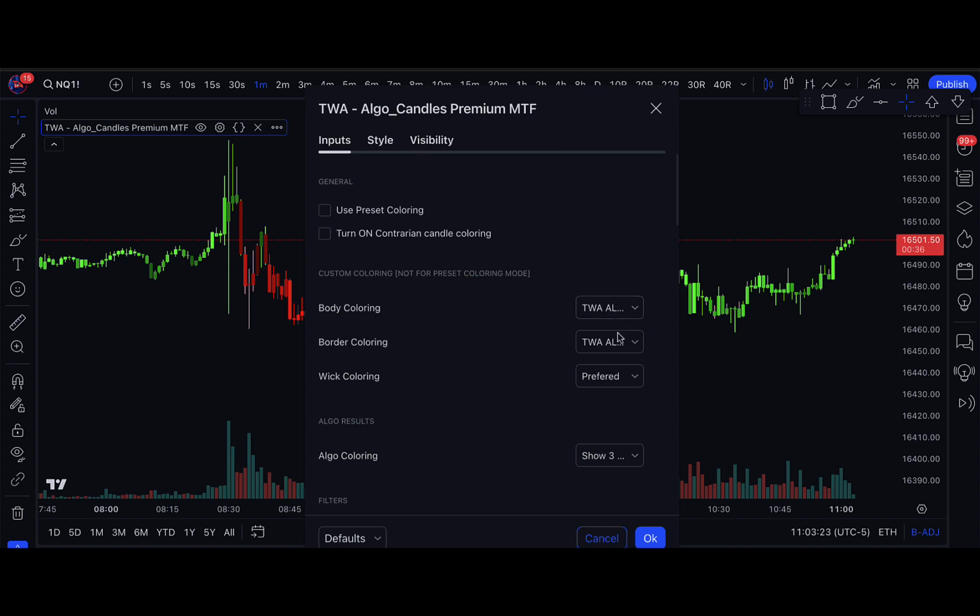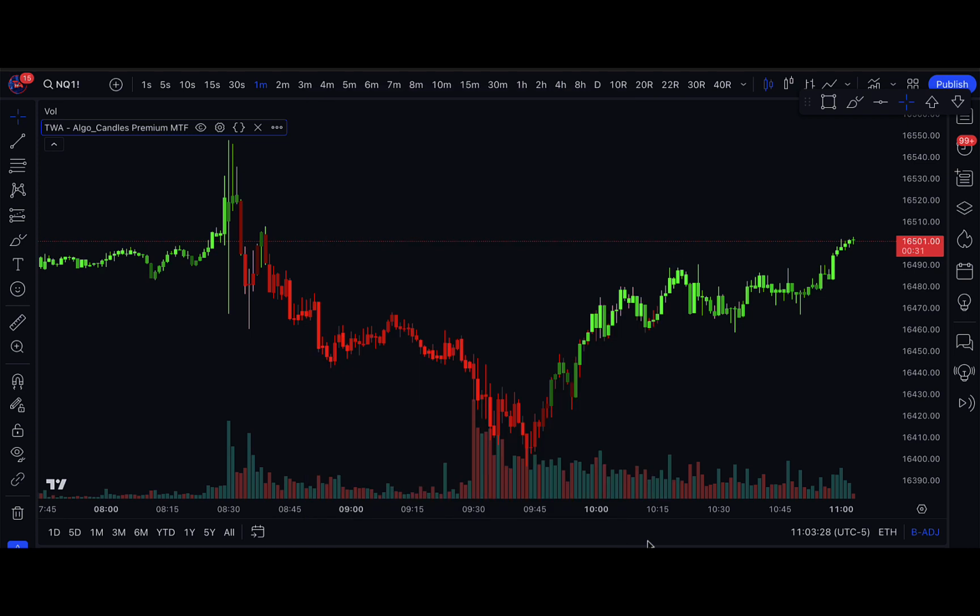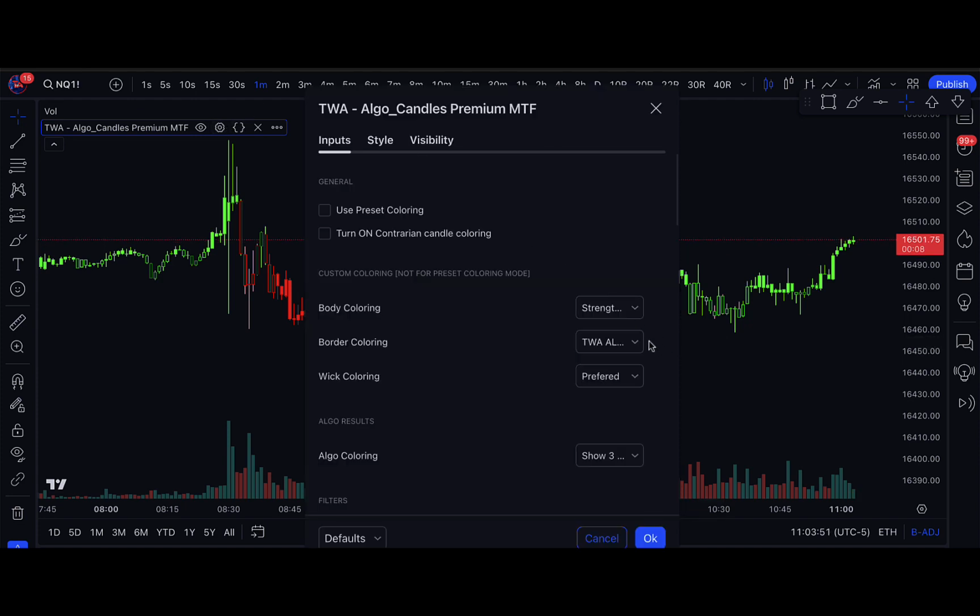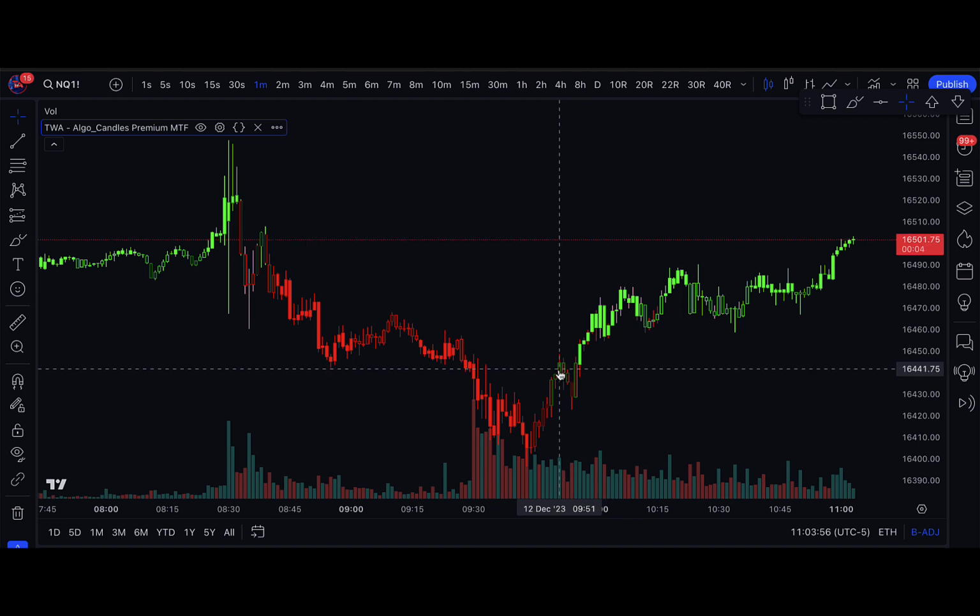So we have Algo preferred. We'll just change this to strength bar, and you see the difference. Let it load. All right, so now you see the difference. Within the candle, the body is the strength bar, and that's dark, and then outside the border is green. So that means you have the border, which is the algo, and the body, which is the strength, agreeing with each other.